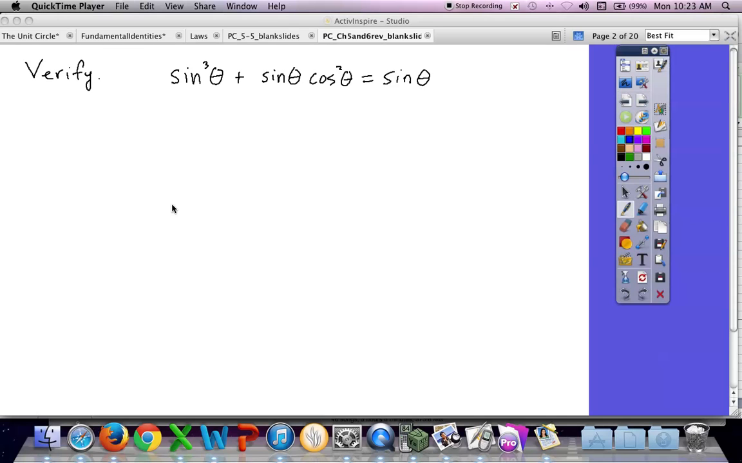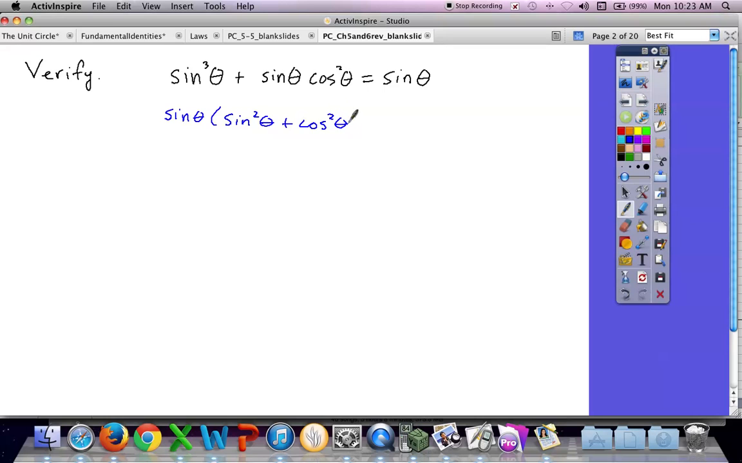Right, you can factor. You always keep in mind factoring. Since there's sine to the third here and sine to the first here, there's at least one sine in common in both. So factor. Sine theta times, and what's left in the first term if I factor out a sine? Sine squared plus cosine squared. Right? Then what could you do?